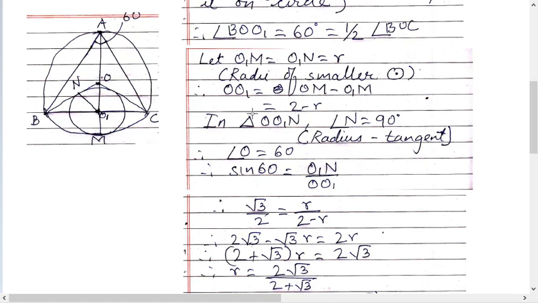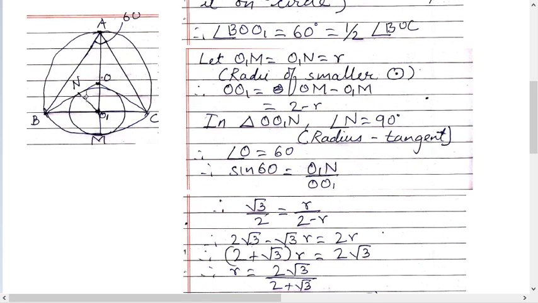Now in triangle OO1N, this smaller triangle, this angle N is 90. Why? Because O1N is a radius and OB is a tangent. So tangent and radius are at right angles. So N equals 90. Now in triangle OO1N, this angle NOO1 is 60. We have proved it earlier, that is BOO1, both are the same. So NOO1 is 60. So now this triangle ONO1 is 60, 90, 30. Means it's a right angle triangle.